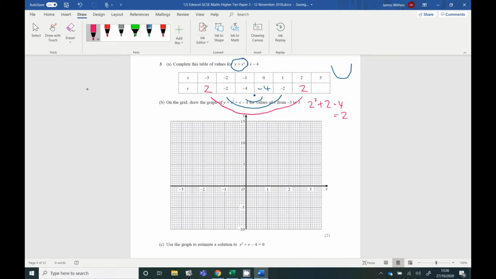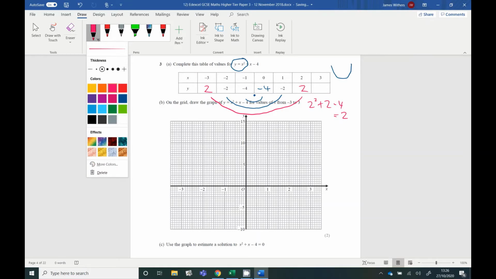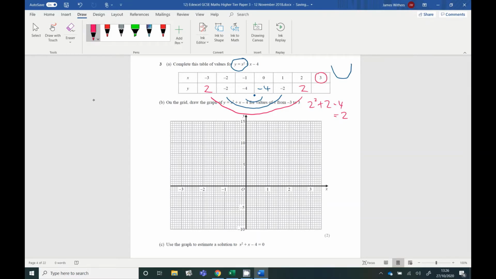And then when x is 3, so when x is 3, 3 squared is 9, 9 add 3, and then take away 4. So it's 9, 10, 11, 12, 12 take away 4 is 8. So those are the coordinates that I need to plot.